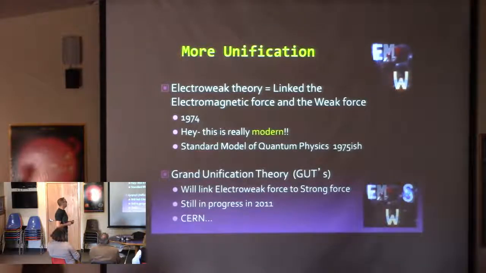So as I said earlier, we do now have the electroweak theory. This linked the electromagnetic force and the weak force in 1974. So that's again very, very modern. And this launched the standard model of quantum physics around the mid-70s. So once you have the strong nuclear force quantified and the weak nuclear force, you have the electroweak force. Like, you're onto something now.